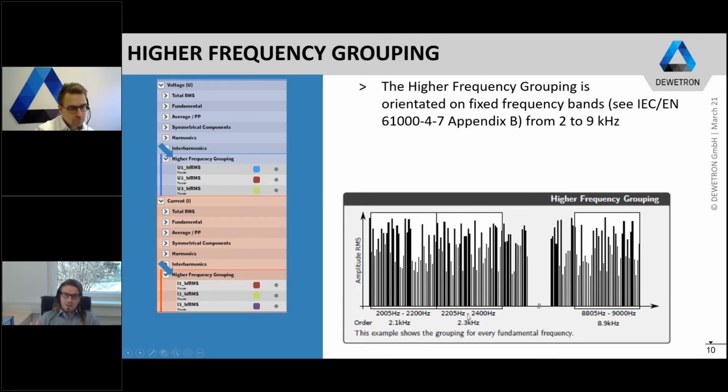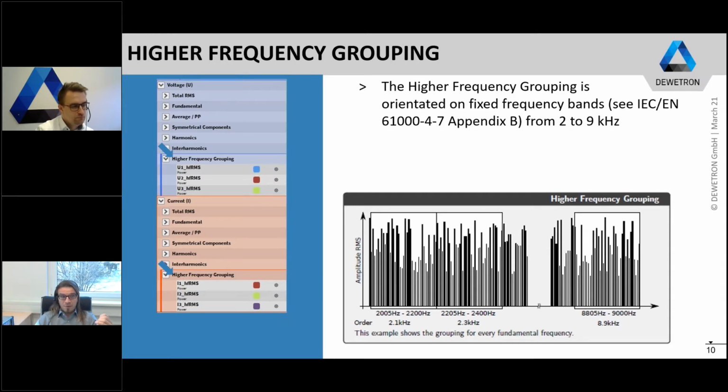So when we again take the spectral analysis of the individual voltage signal or the individual current signal as the base for the higher frequency grouping, we focus on the spectrum from 2 kilohertz to 9 kilohertz. And we divide the spectrum in the next step into 200 hertz sections. And we square all the frequency bins here, we sum it up, and we calculate the square root. And then we get all in all 35 higher frequency bins, whereas every single frequency bin represents 200 hertz bandwidth.